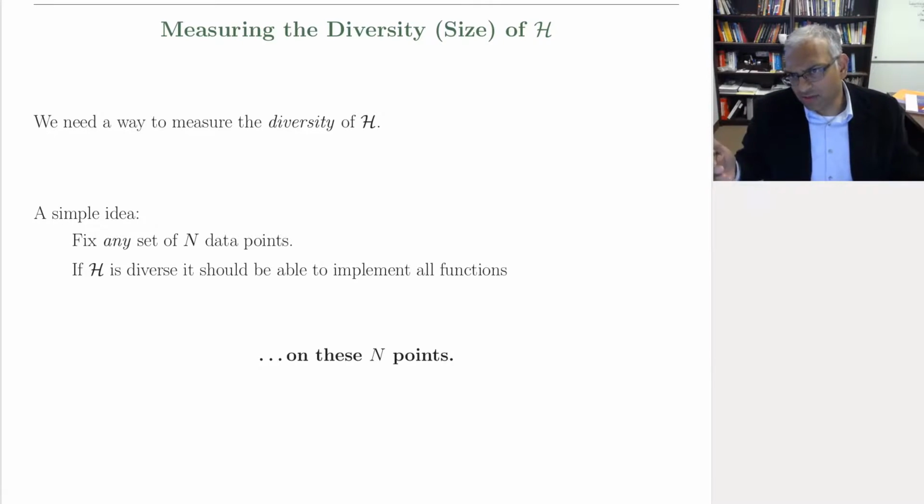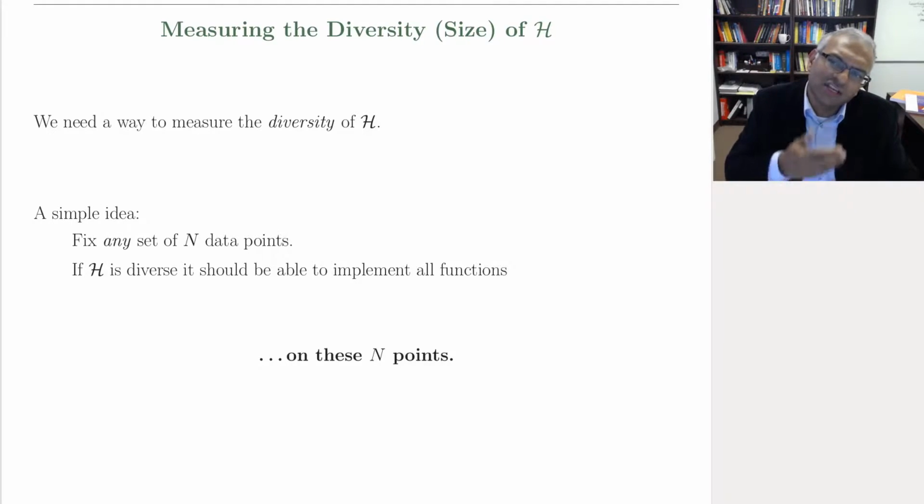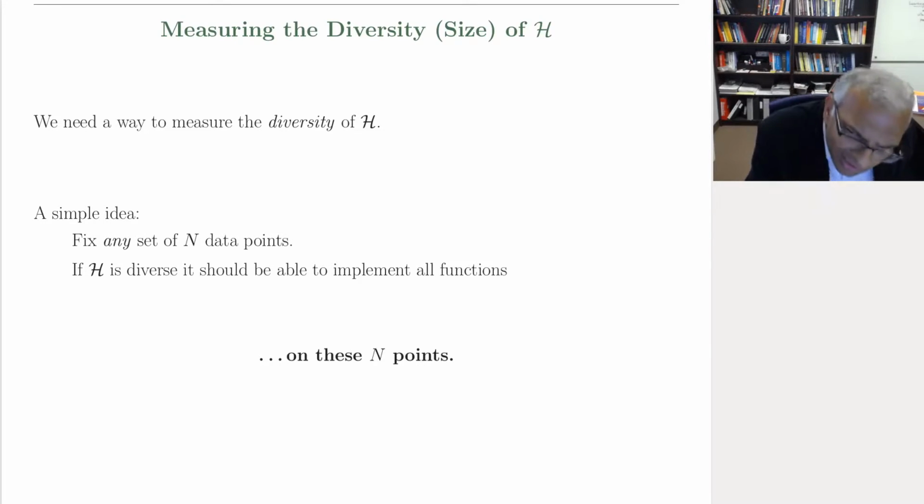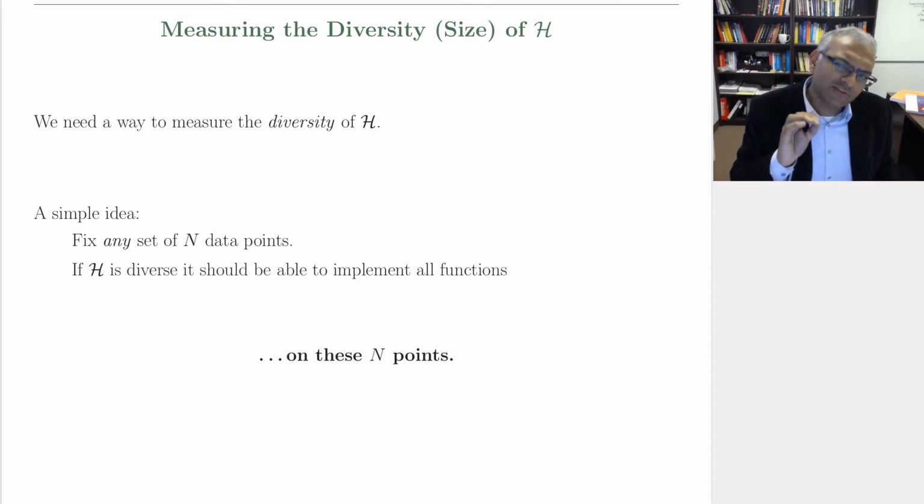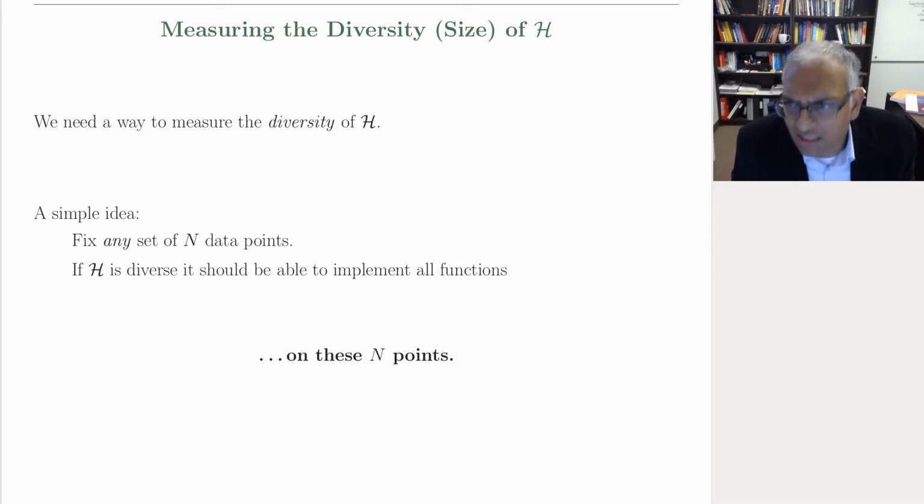Now, in theory, if you have a hypothesis set with 50 hypotheses, then it should be able to implement 50 different ways to classify that data set of size n. And if it's not a very diverse hypothesis set, it won't be able to implement all 50 ways to classify that data set. So the real insight here is not to specifically count how many hypotheses you have, but to count the number of ways the hypothesis can classify your data set, for some fixed data set.